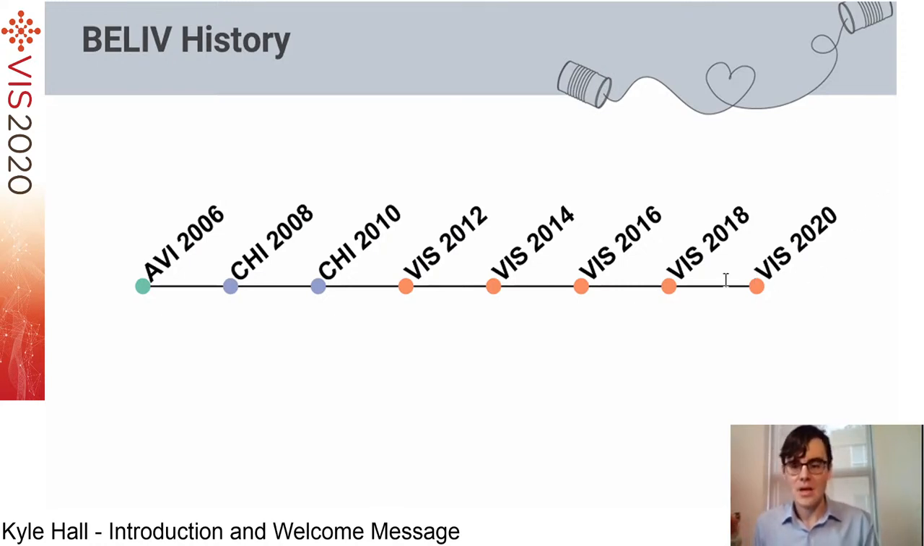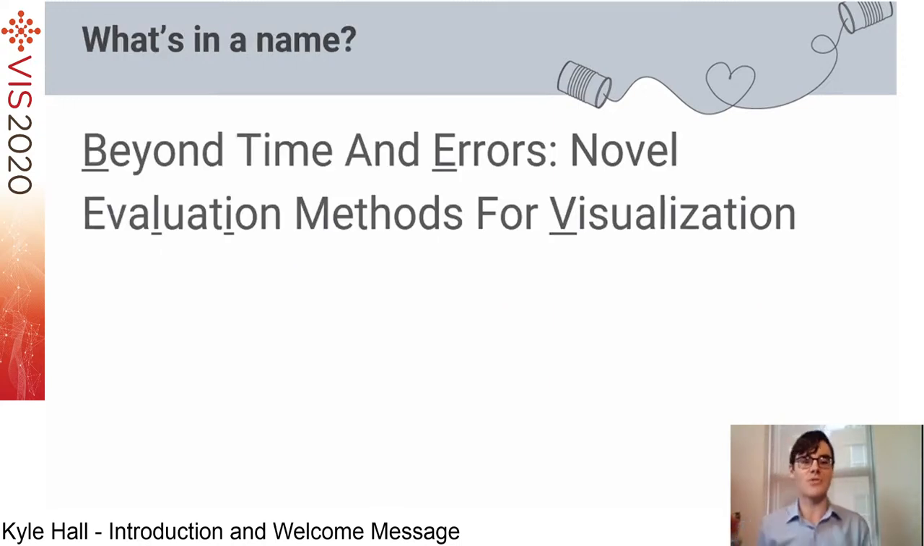So you might ask, well, BELIV, what does it mean? What is in a name? And like great organizations, I'll take the example of SAP or IBM, the exact meaning has largely been lost in the sands of time. And yet, we will turn back the clock a bit. When it started in 2006, it stood for Beyond Time and Errors, Novel Evaluation Methods for Visualization.